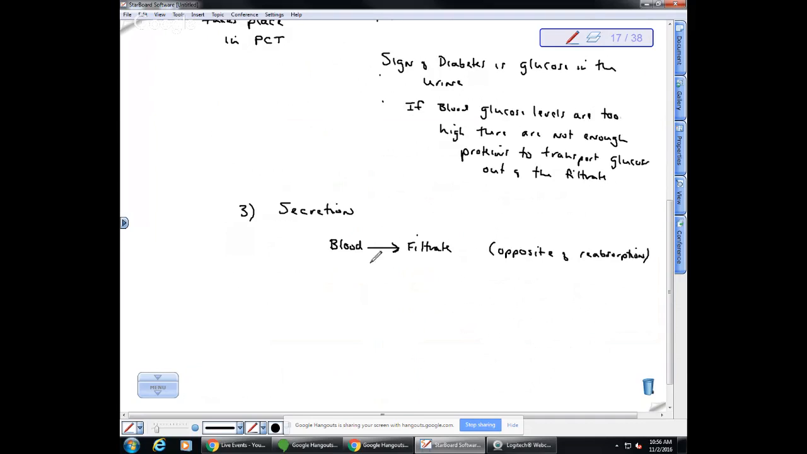Okay. An important one would be like hydrogen ions. So let's say the blood was too acidic, right? We can actually secrete hydrogen ions into the urine, and then our urine becomes really acidic. But it's a way to get rid of excess hydrogen ions in the blood, right? Some drugs also, potassium, and then some drugs are also actually secreted into the filtrate. I think penicillin is one of those. It's actually secreted into the filtrate. Okay, a way to get rid of it.